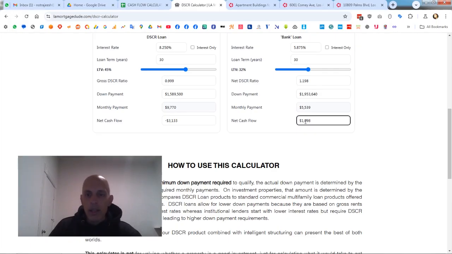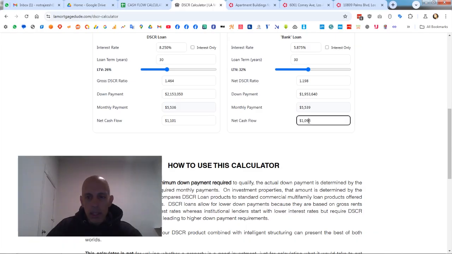Whereas on a bank loan, they've already accounted for the operating expenses before they start deducting the mortgage payments. This ensures that you cash flow. Now, you can still cash flow with the DSCR loan. You just have to put a bigger down payment. So let's see, you want to cash flow 1098, right?